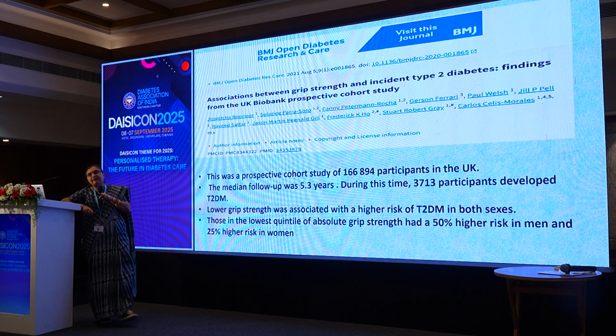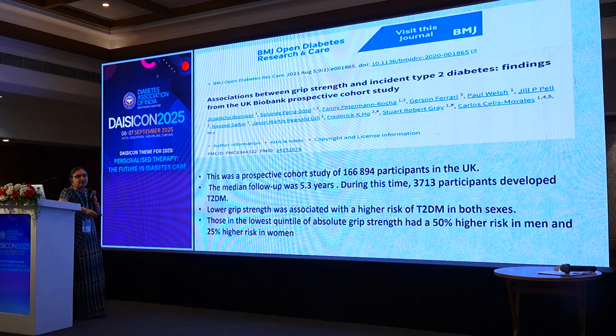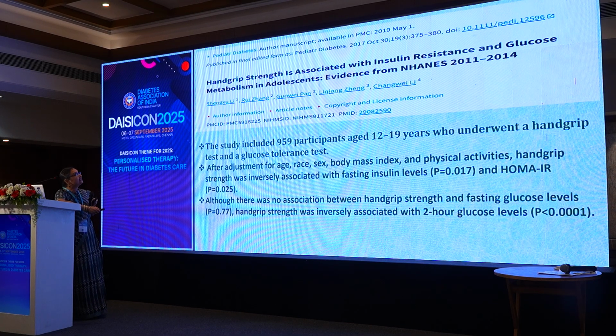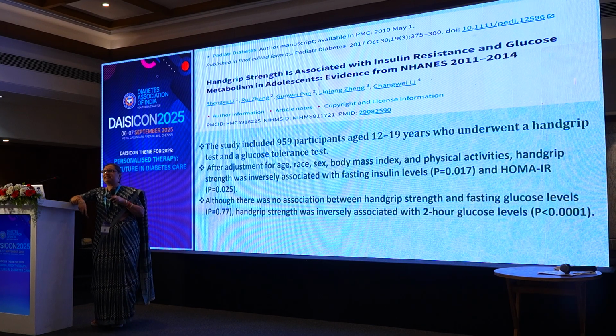1,66,894 participants in the UK were followed up for a period of 5.3 years. 3,713 patients developed diabetes; those in the lowest quintile of absolute grip strength had a 50% higher risk in men and 25% higher risk in women. And what about adolescents? Hand grip strength, sarcopenia, all crossing 70s.